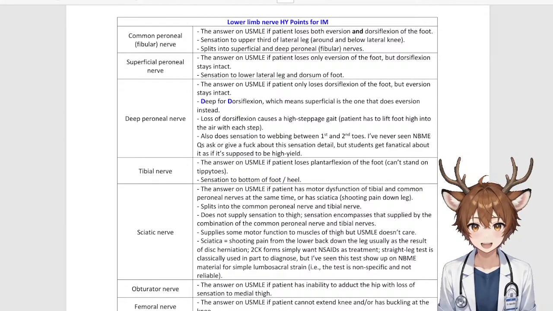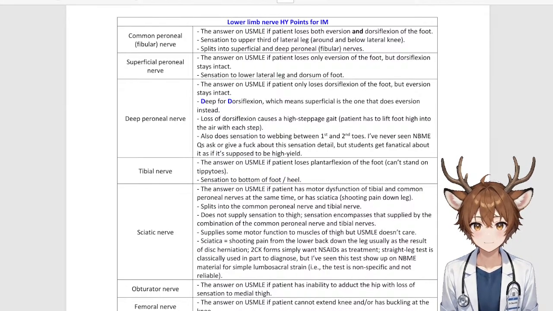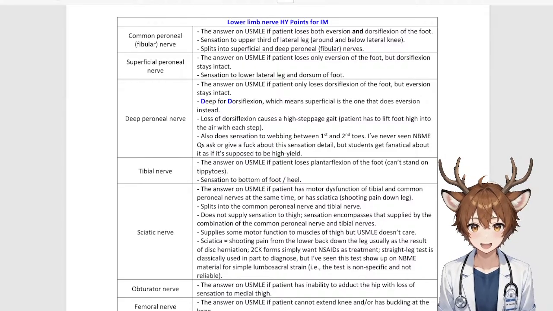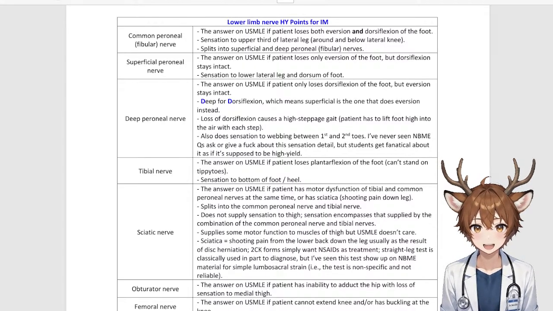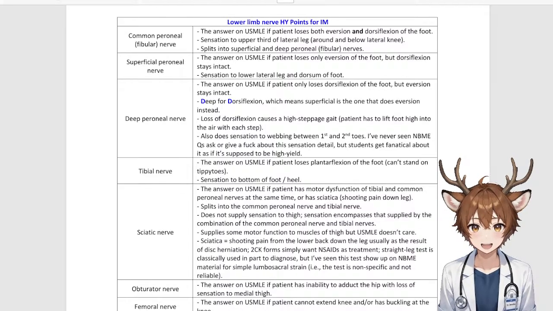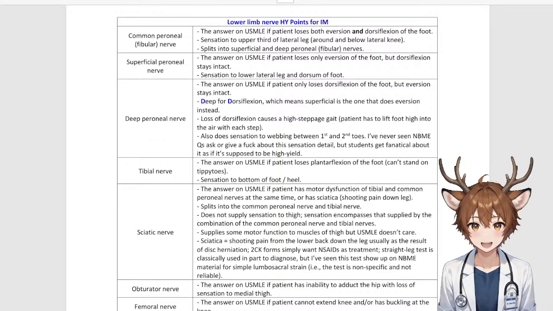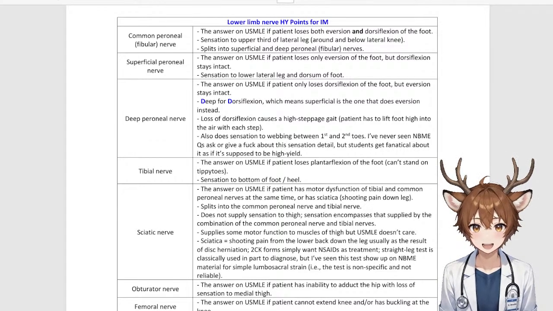Loss of the dorsiflexion causes a high steppage gait. The patient has to lift the foot high into the air with each step, because again, they can't dorsiflex. Also does sensation to the webbing between the first and second toes. I've never seen NBME questions care about this sensation detail, but students get fanatical about it as it's supposed to be high yield.